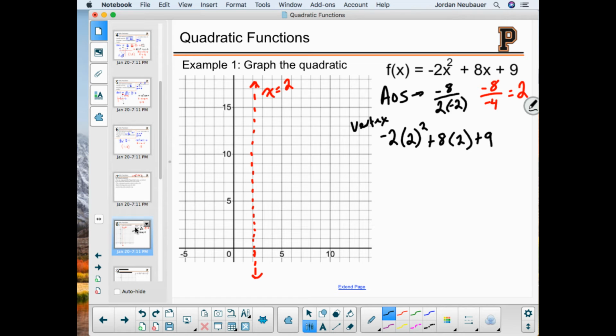We do some math here. 2 to the second is 4. 4 times -2 is -8. 8 times 2 is 16. And then plus 9. Fully completing that math, we'll do some temperature math. -8 degrees increased by 16 is +8. +8 plus 9 is 17. So our vertex is going to be a point that we label. We know that the vertex of this is 2 and then 17, which is right up here.